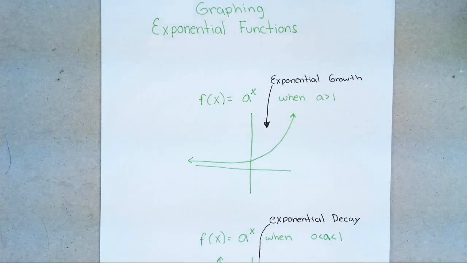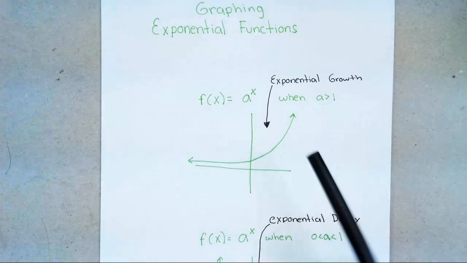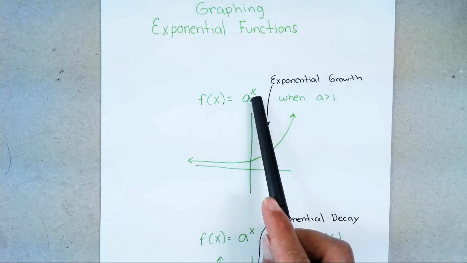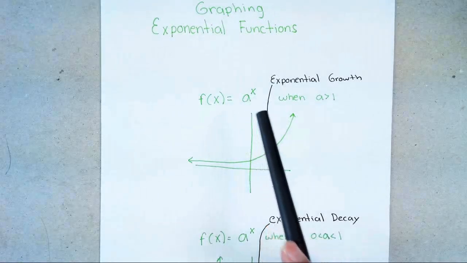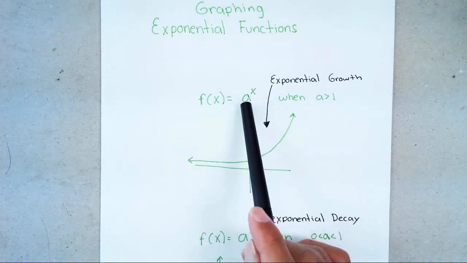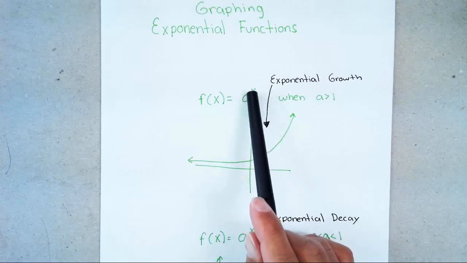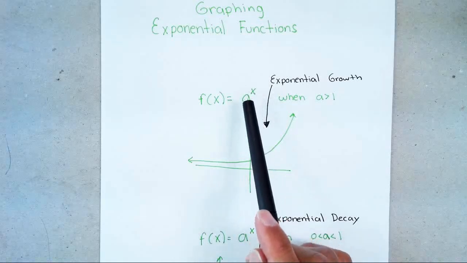Hi everyone. In this video we're going to discuss how to graph exponential functions. An exponential function is found anytime your variable is in the exponent part of your equation. So if you had an example like 2 to the x, 3 to the x, because the x is in the exponent, that lets you know it's an exponential function.